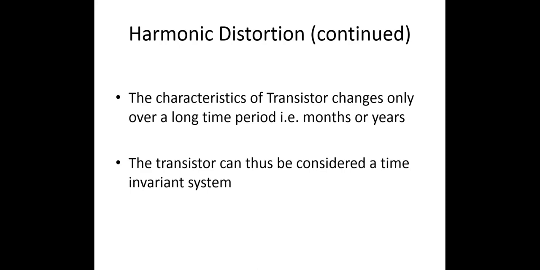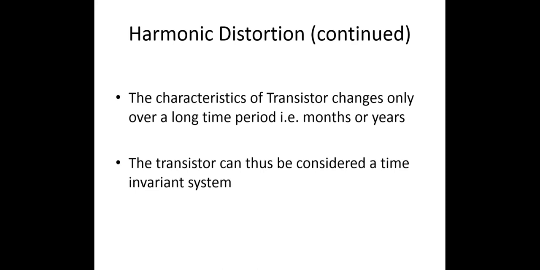So now the characteristic of a transistor and consequently the power amplifier circuit based on it changes only over a long time period, that is months or years, whereas the input signal has a time period on the order of milliseconds. So when we have a periodic input to a system and the period of the input is much smaller than the time scale over which the system property changes, we can consider that system to be a time invariant system.